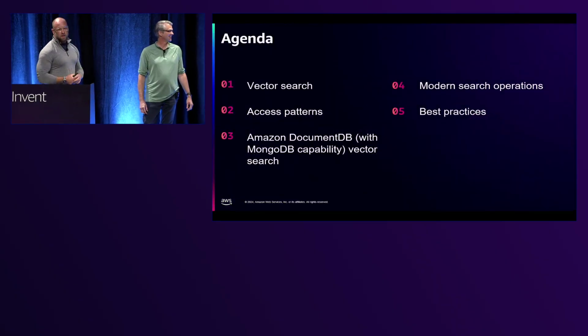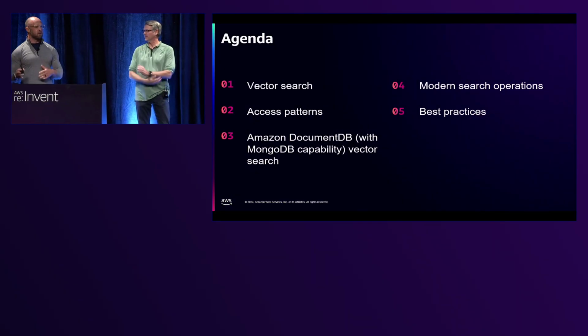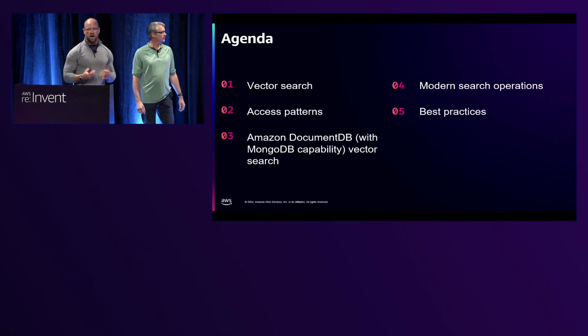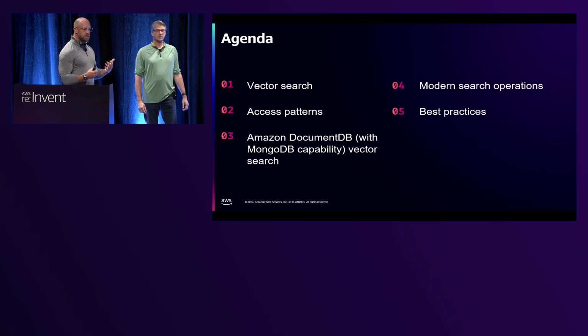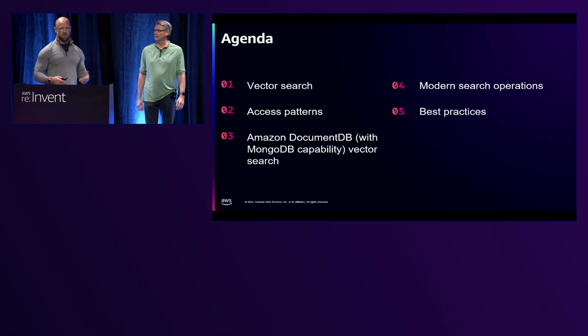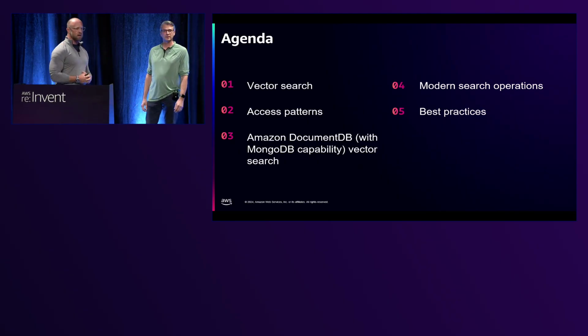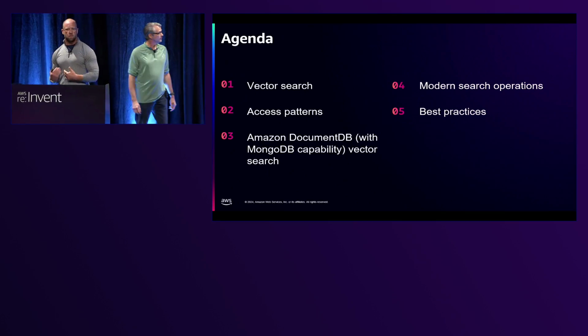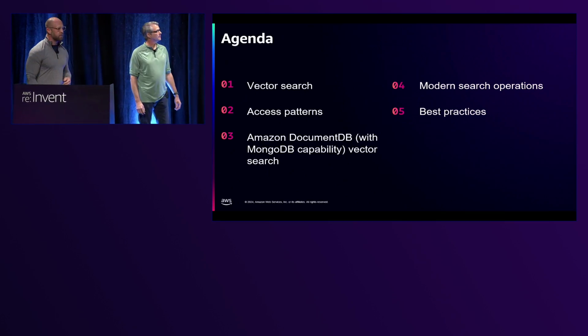So today, what we're going to talk about is a little bit different than maybe some of the GenAI sessions that you've gone to. We're going to talk about GenAI on DocumentDB. We're going to start off and set the foundation on vector search. What are the key words? What are the key components of that? And then we're going to go into access patterns, especially access patterns that we're seeing DocumentDB customers use.